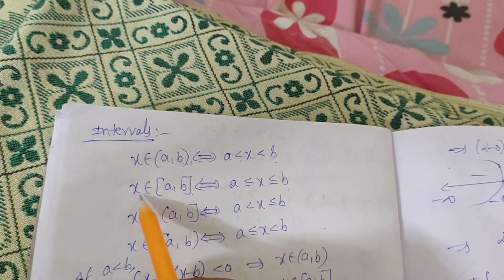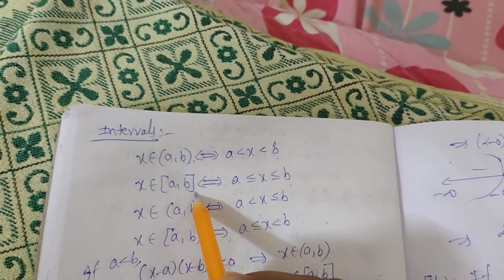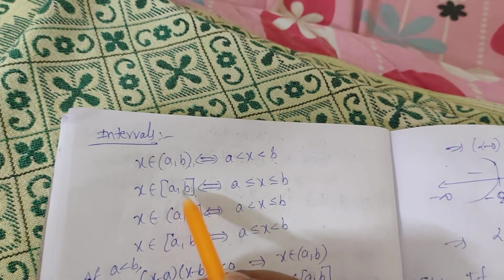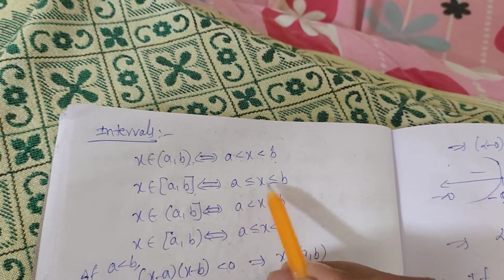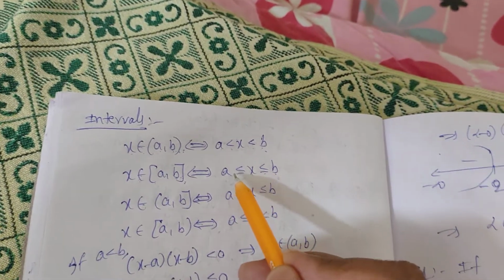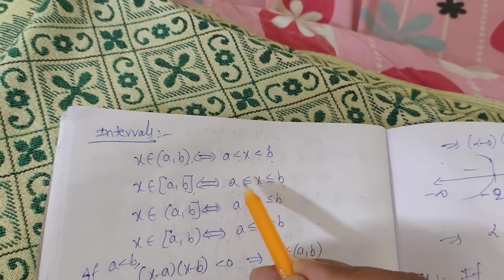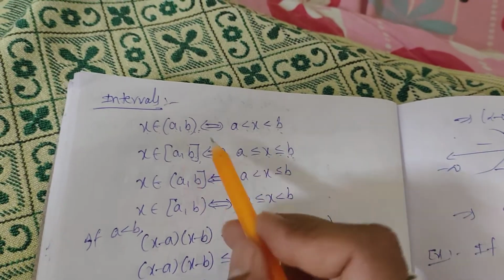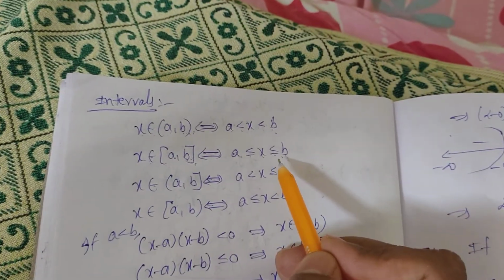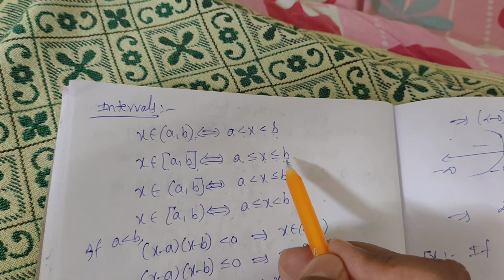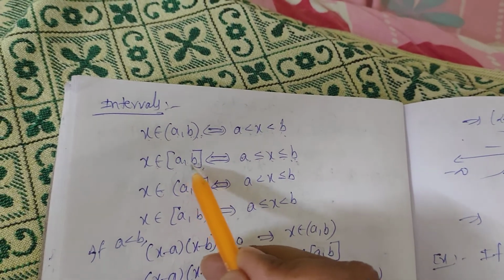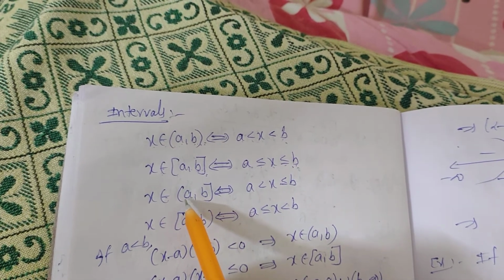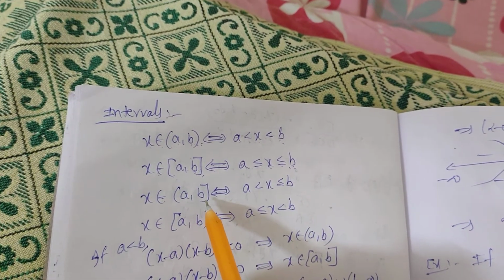If you write with closed intervals, x belongs to closed a comma b, this means x lies between a and b and may be equal to the extremes also. That means a less than or equal to x less than or equal to b. That means in between a and b we have x, and x may be equal to a or equal to b. So writing of these intervals is very, very important. Whenever you have a less than or equal to x less than or equal to b, you can use this one also, x belongs to closed a comma b. Next, if x belongs to open a closed b, the open side is not included, the closed side is included.